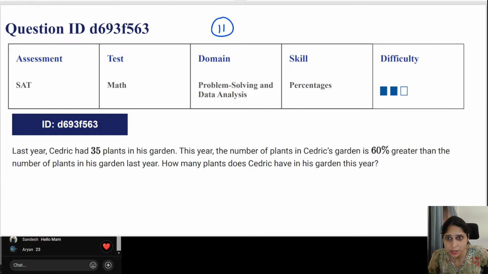Now I'm back. So last year, Cedric had 35 plants in his garden. This year, the number of plants in Cedric's garden is 60% greater than the number of plants in his garden last year. How many plants does Cedric have in his garden this year? So 60% greater than, that means it's 60% more. So eventually it is 160% of 35.